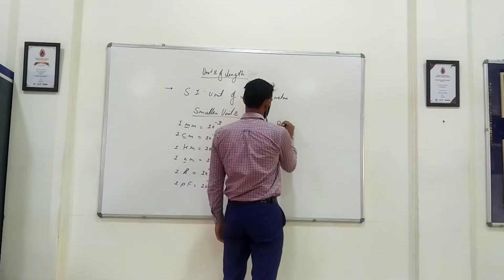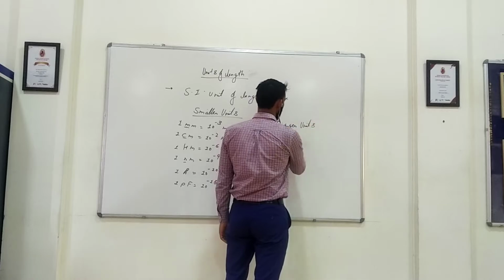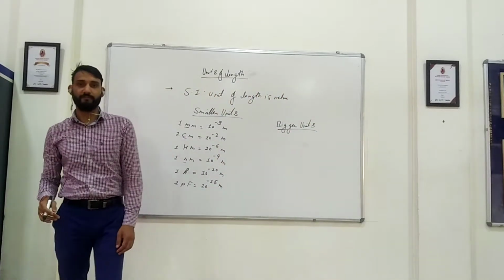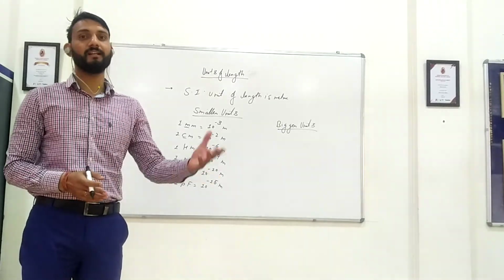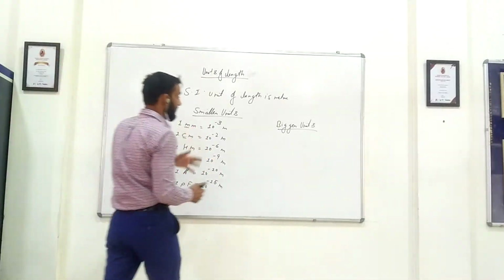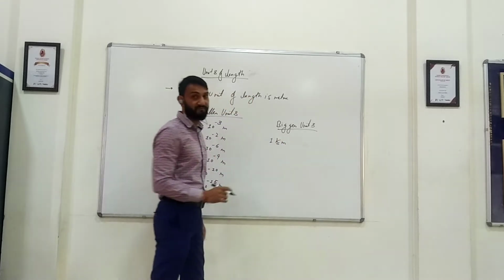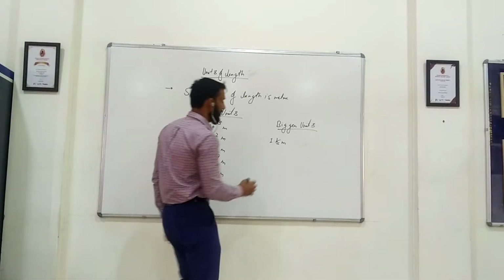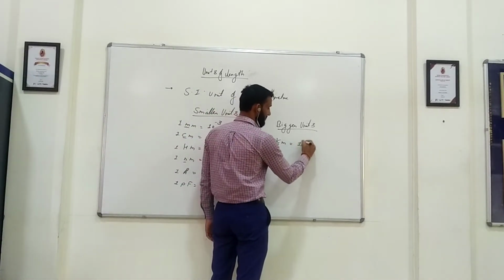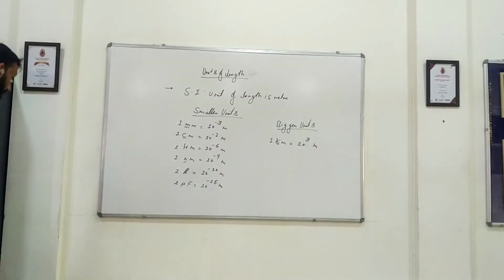In bigger units, you all know that the distance of Delhi from Dehradun is approximately 300 kilometers. We say kilometers, that is the bigger unit. So 1 kilometer. Kilo is the prefix which we use, and you can recall what that prefix means. That prefix means 10 to the power 3 meter. So this is one of the bigger units of length.